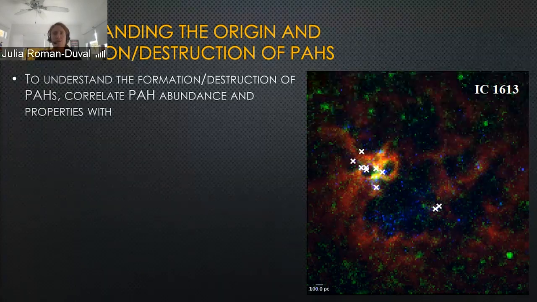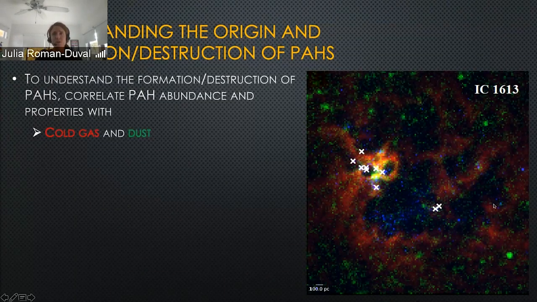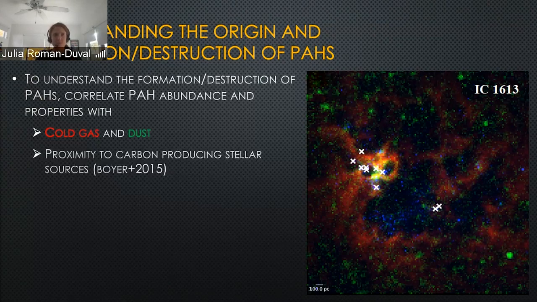So in this image, you can see the cold atomic gas in red and the cold dust in green. So we'll be correlating the PAH properties with each of those images to try to understand the role that cold gas and dust play in the formation, destruction, and evolution of PAHs. Similarly, we know where the carbon-producing stellar sources are from previous surveys with Spitzer. And so we will be looking at the distance of those carbon sources to the region that is bright in PAH emission and to those PAH properties to try to understand the role that those carbon-producing stellar sources play in the formation of those molecules.